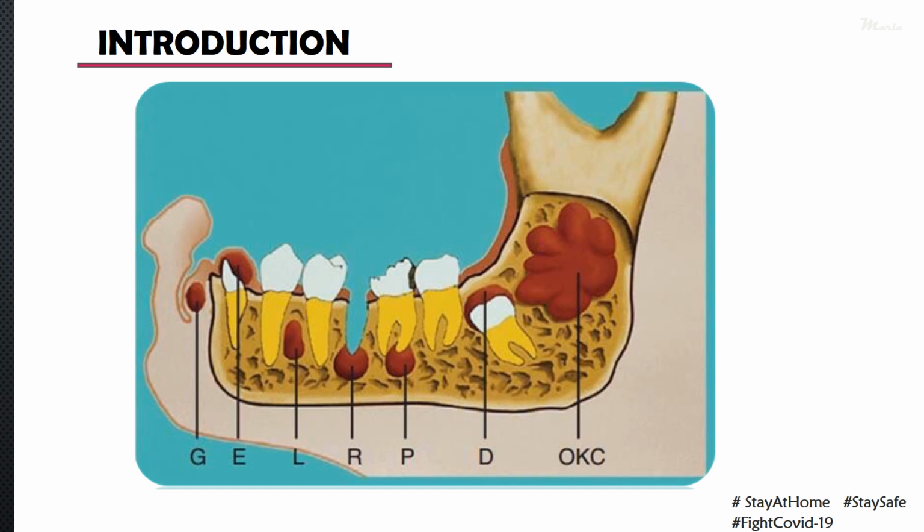Cysts can also occur outside the jaw in relation to an erupting tooth, which are referred to as eruption cyst, or they may occur in the gingival tissue known as gingival cysts.